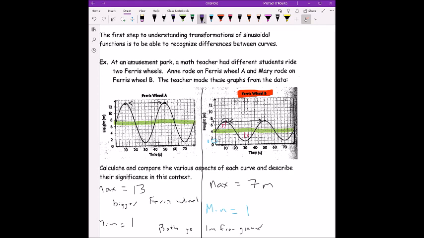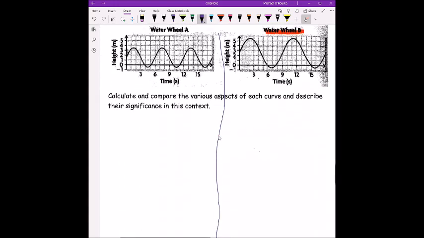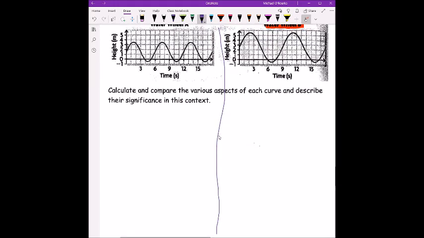Both periods are the same-ish. Oh, no. Yeah, let's get rid of it. We'll do period down here. Okay, let's do period right away.